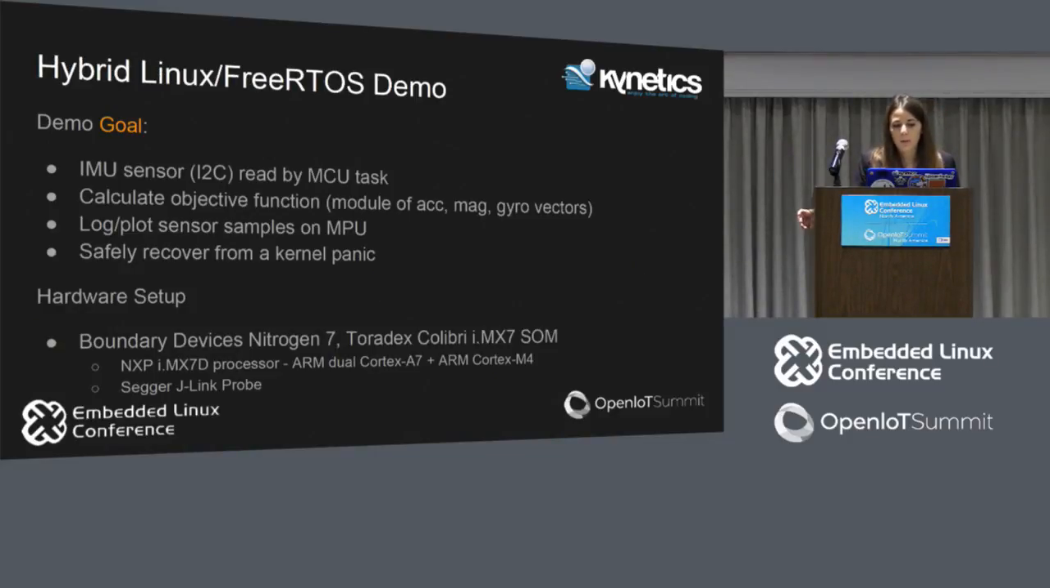So we developed a demo application on an i.MX7 baseboard, which is the Boundary Devices Nitrogen7. We are actually replicating the same demo on a carrier board by Toradex with the i.MX7 SOM. The goal of our demo was to have FreeRTOS running on the Cortex-M4 and Linux, I think the version was 4.9, on the Cortex-A7.